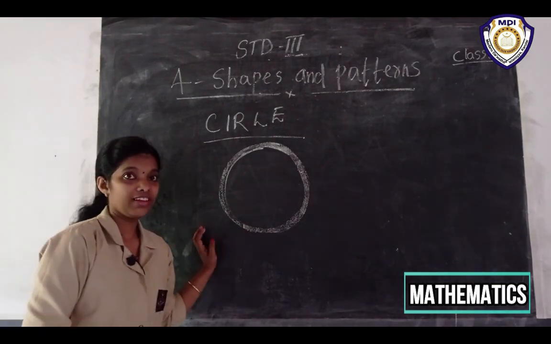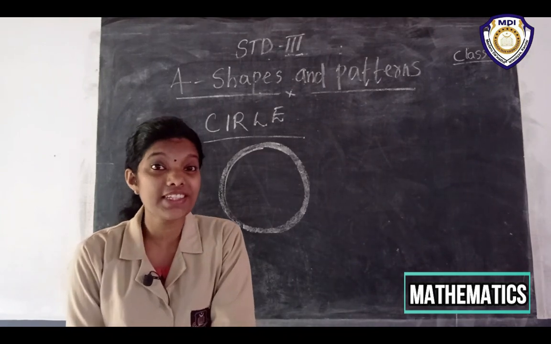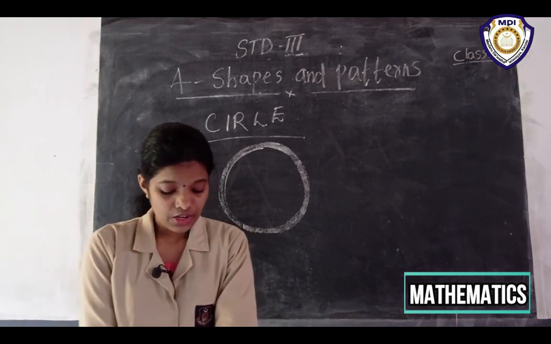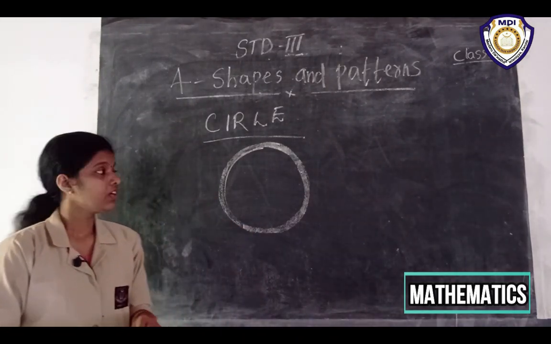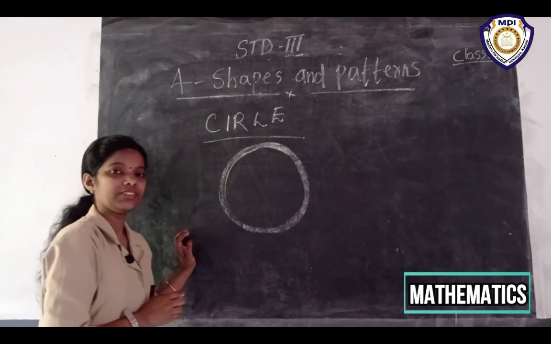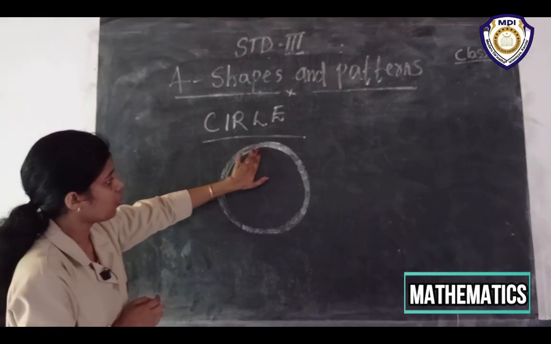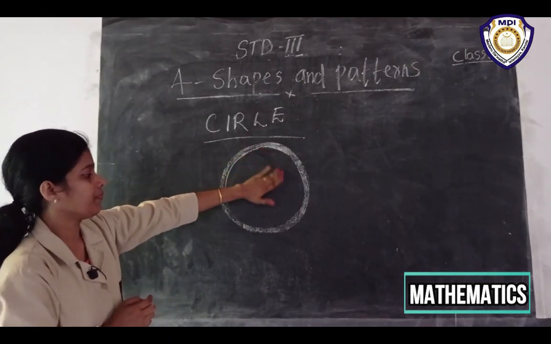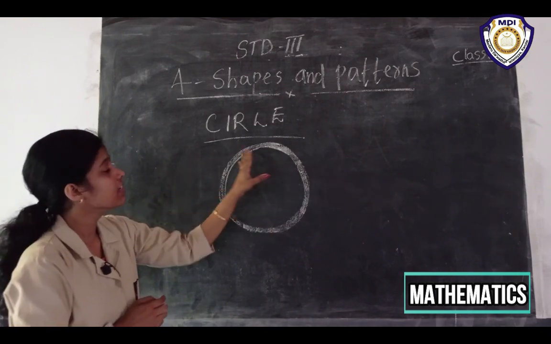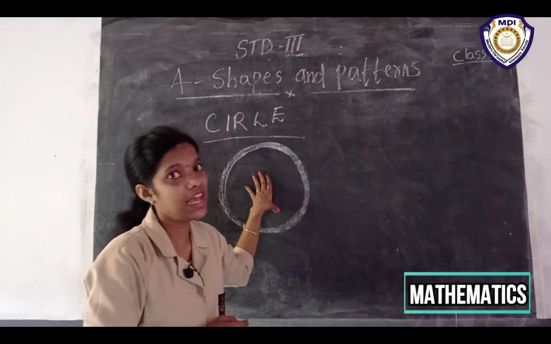Circle. A circle has no vertex and no sides. A circle has no vertices and no sides. A circle has 0 vertices and 0 sides.